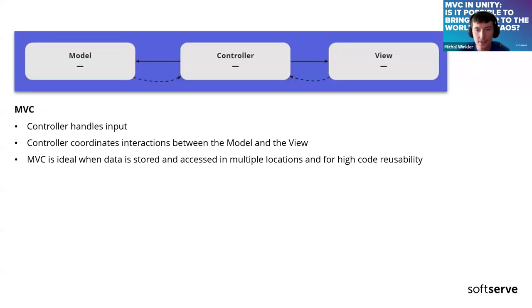And MVC looks quite similar. Here we have a controller as the middle object. In strict MVC, it's the controller that handles the input. It coordinates, pulling data from the model and passing on what is needed to render out the view. And it's ideal when you have multiple models and multiple views to coordinate that complexity.